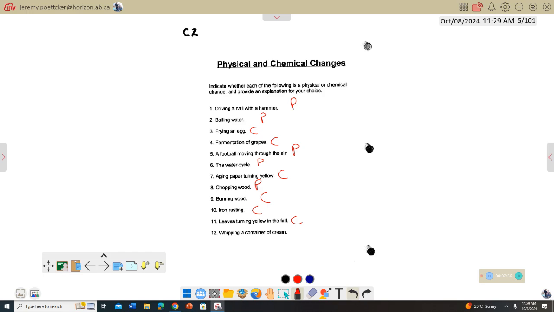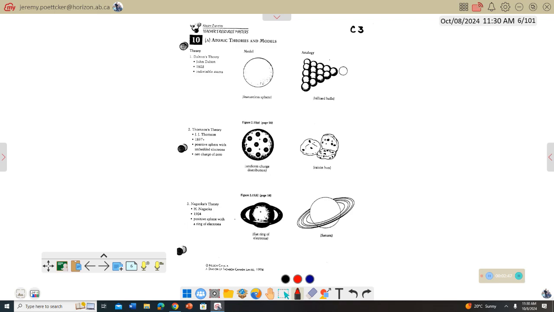Whipping a container of cream, this is a physical change. We are adding air to it and mixing it, but we're not actually changing the chemistry of what's going on there. All right, so let's move on. On this page here, lots of stuff here that goes with what we have in our notes as well.